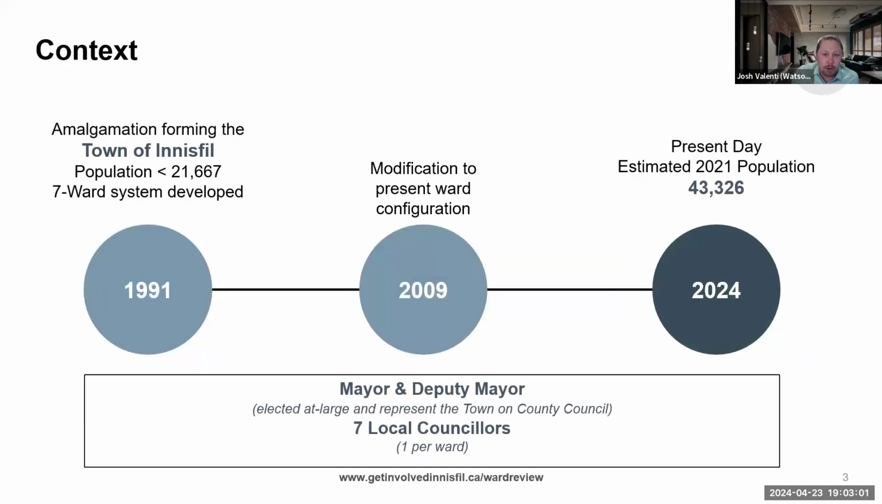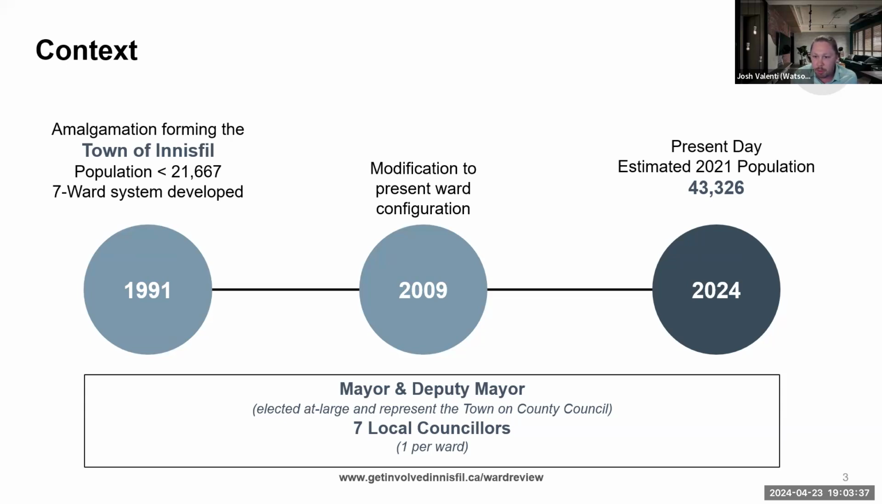So a little bit of background here. Starting back in 1991, the town of Innisfil was created, and along with that, a 7-ward system was developed with a mayor and deputy mayor that represented a population of just under 22,000. This system was then in place all the way to 2009, where a slight modification was made to create the current ward system that we see here today. As outlined on the slide, the current ward system has been in place since 2009, and we can see the 2021 population is now above 43,000. So we've doubled that population since the creation of the town in 1991.